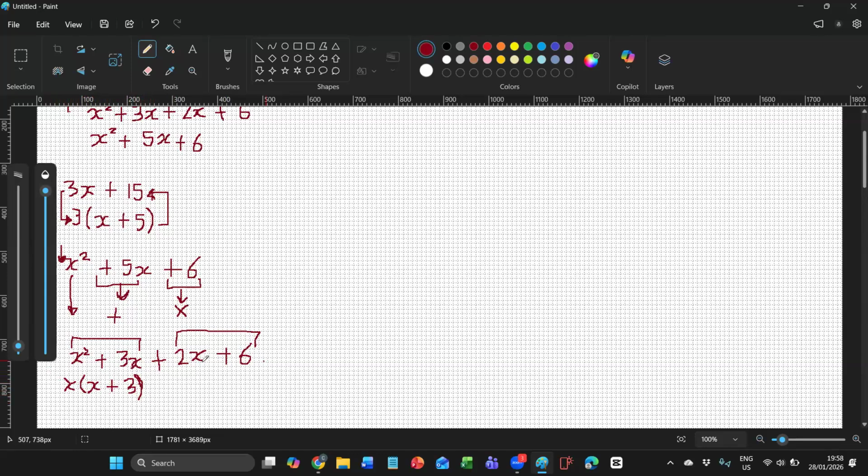You now need to go to the next one. The next one you have is plus 2x and plus 6. What is the highest common factor here? Is it 2? Yes, it's 2. Very much 2. And guess what? It's a positive 2, because that's the only way this thing can work.